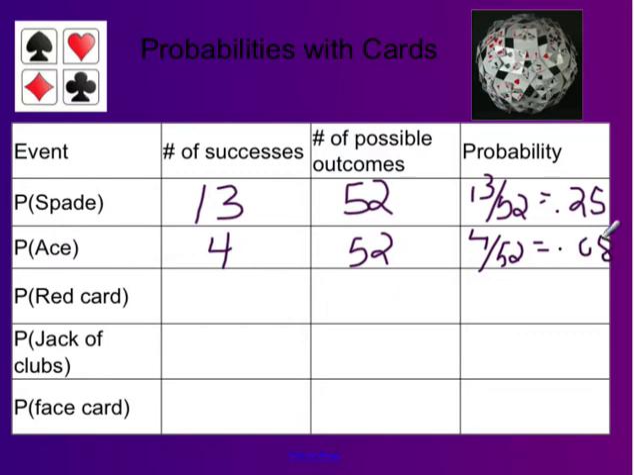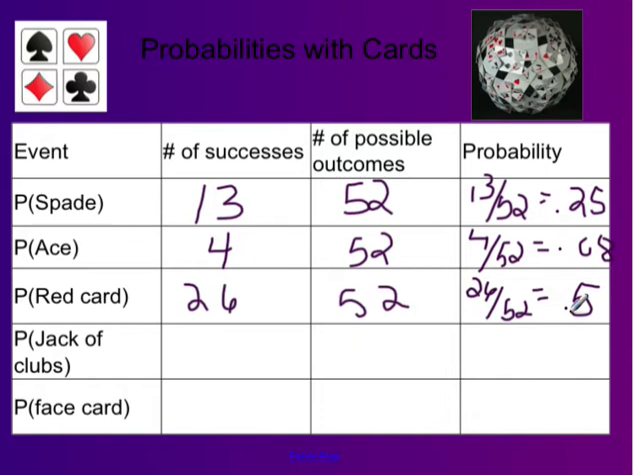Now we need to talk about how many red cards there are. Well, if you look at your previous chart, there's 26 red cards. Again, total possible outcomes, always 52. So then we're going to do 26 divided by 52. When you do that, you end up getting 0.5, which makes sense. Half the deck is red, half the deck is black.